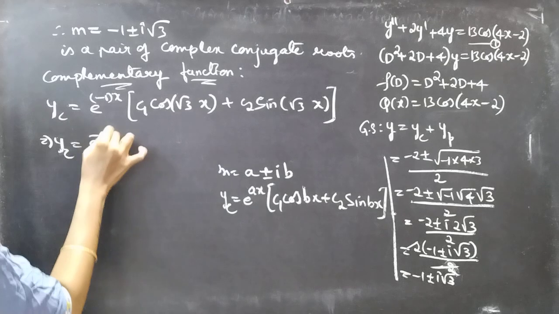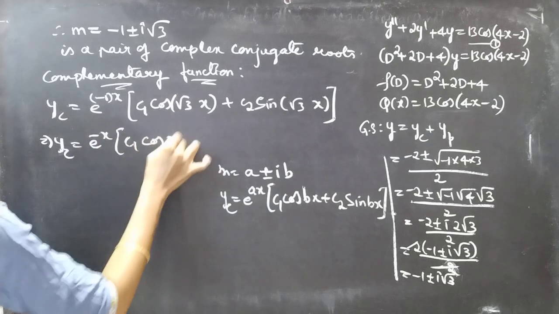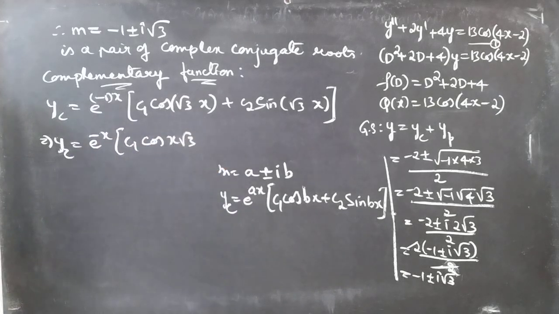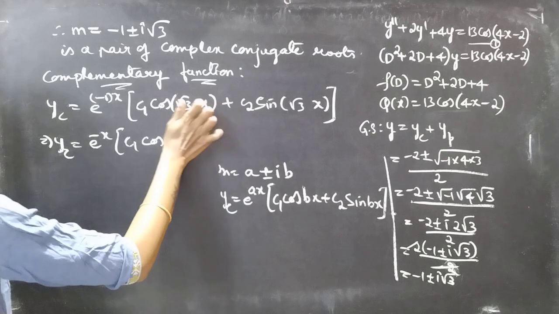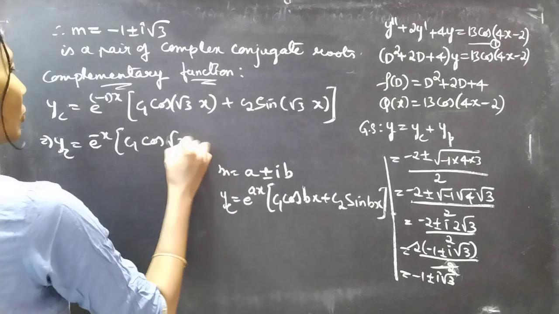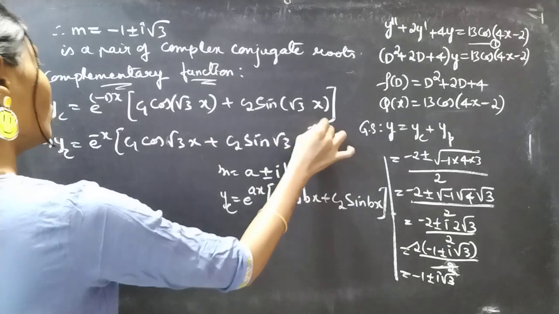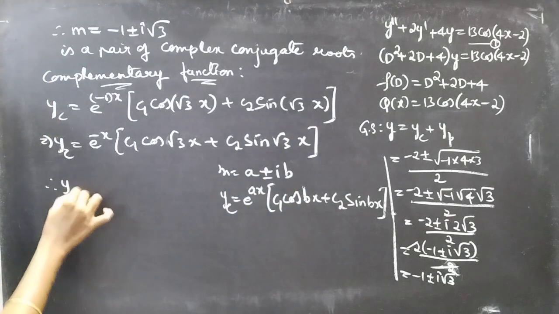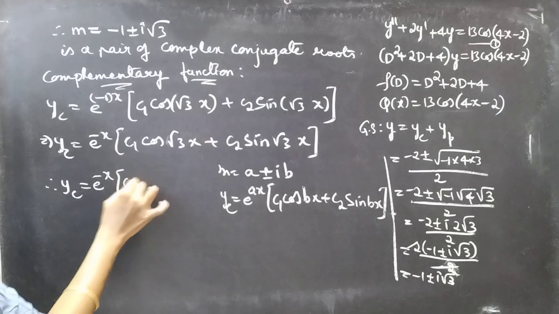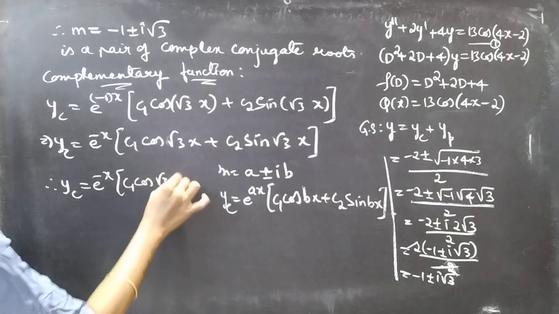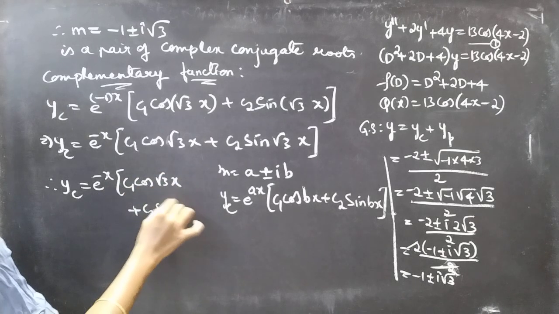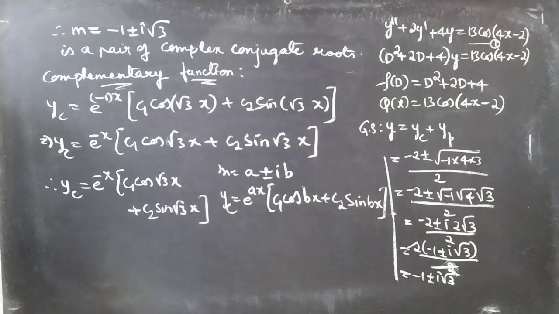y is equal to e power minus x into c1 cos root 3x, or just write root 3x itself, okay? Root 3x plus c2 sin root 3x. Therefore, y is equal to e power minus x into c1 cos root 3x plus c2 sin root 3x. We got yc. Now we need to find yp.